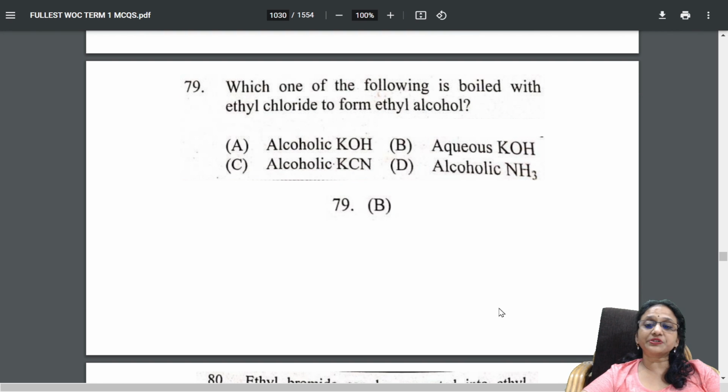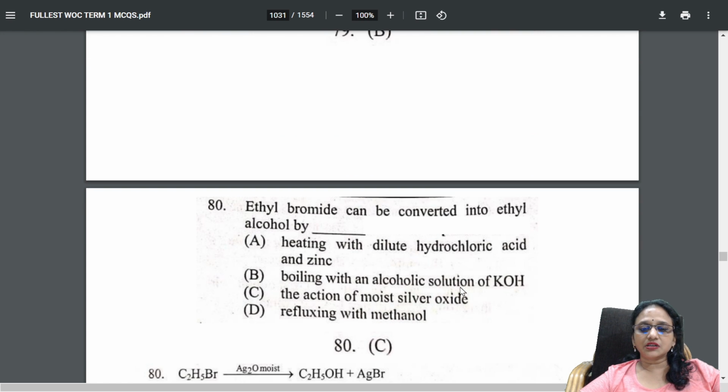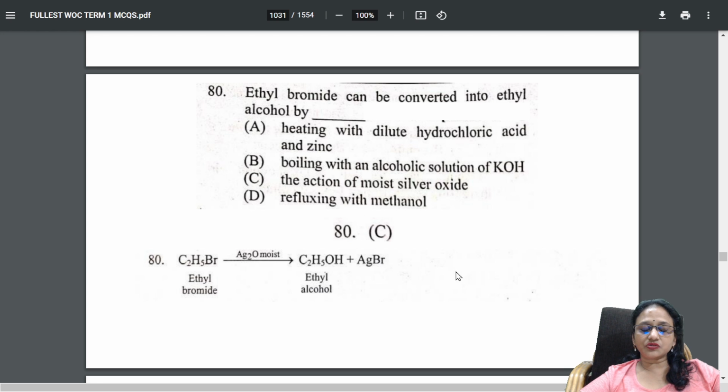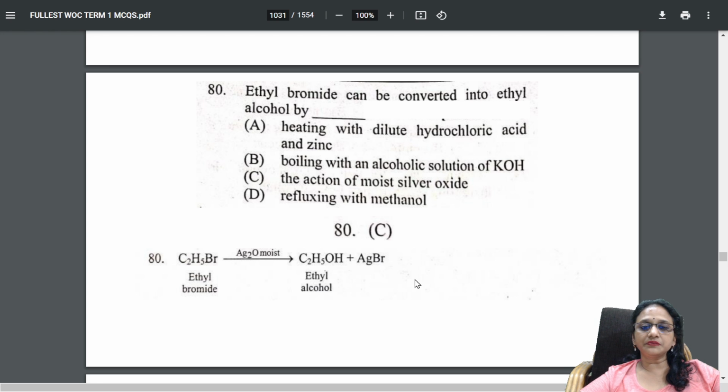These are the chemical properties where you should know the difference between aqueous KOH and alcoholic KOH, because one undergoes substitution, one undergoes elimination. Aqueous KOH always undergoes substitution. Alcoholic KOH always helps in the elimination process, beta elimination. So further questions based on nucleophilic substitution are given.